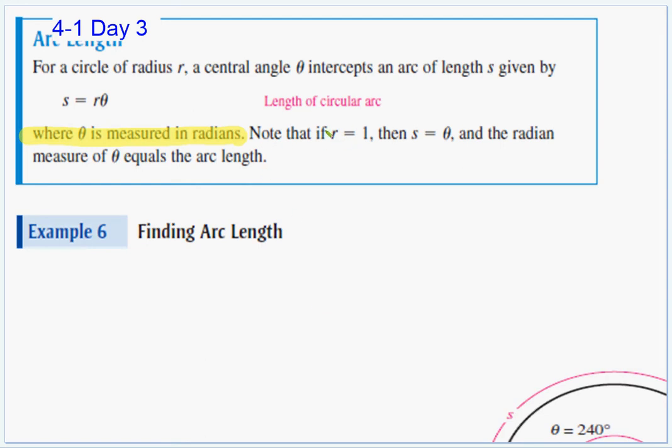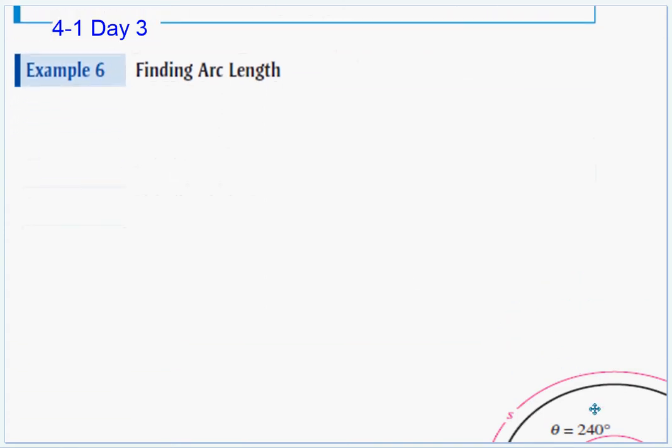Make note, if your radius is just 1, then s is going to be exactly equal to the angle theta, and the radian measure of theta equals the length of the arc. So just a simple formula to plug and chug with. Again, make sure your angle theta is in radians. So let's take this for a test drive.